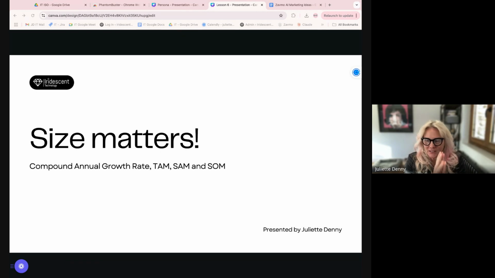The reason why market size is so important is obviously the bigger the market that we're going after, the higher the growth rate, the compound annual growth rate of the market we're going after, the easier it is going to be to get market share. For those of you who haven't really looked at the size of your market and how quickly it is growing, this is the lesson that will cover that.